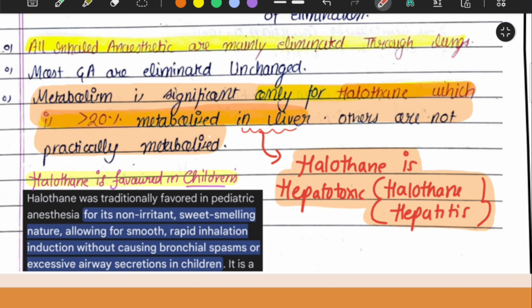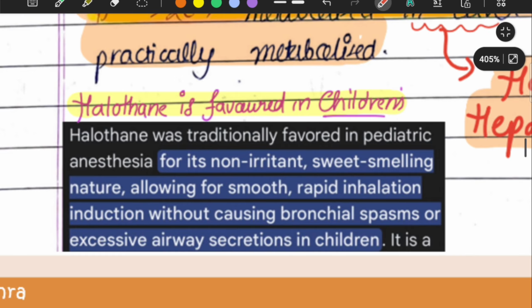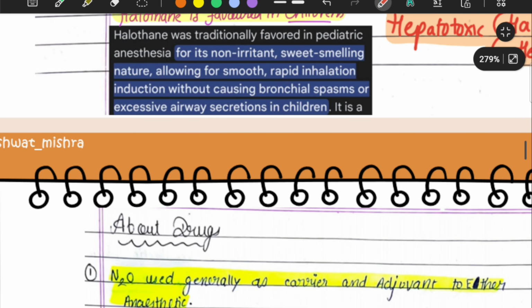So the metabolism of the majority of inhalant anesthetics is in the lung, while in the case of halothane, the metabolism is in the liver, right? It is a special point. Now, halothane was previously used in pediatric patients, meaning children, because it is non-irritant and sweet smelling, allowing smooth induction and recovery, without causing any bronchial spasm or excessive airway secretion.